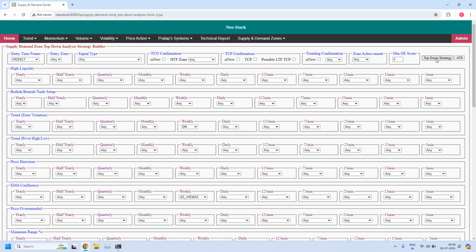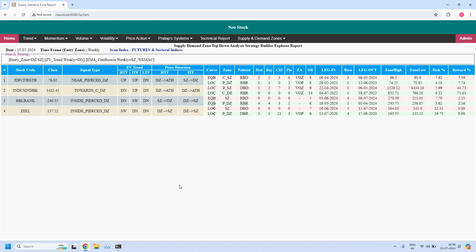Okay, let me filter the stocks. So 4 stocks are filtered. So these 4 stocks are currently having supply zones with weekly EMA confluence. If you have any doubt, you can look into the search strategy.